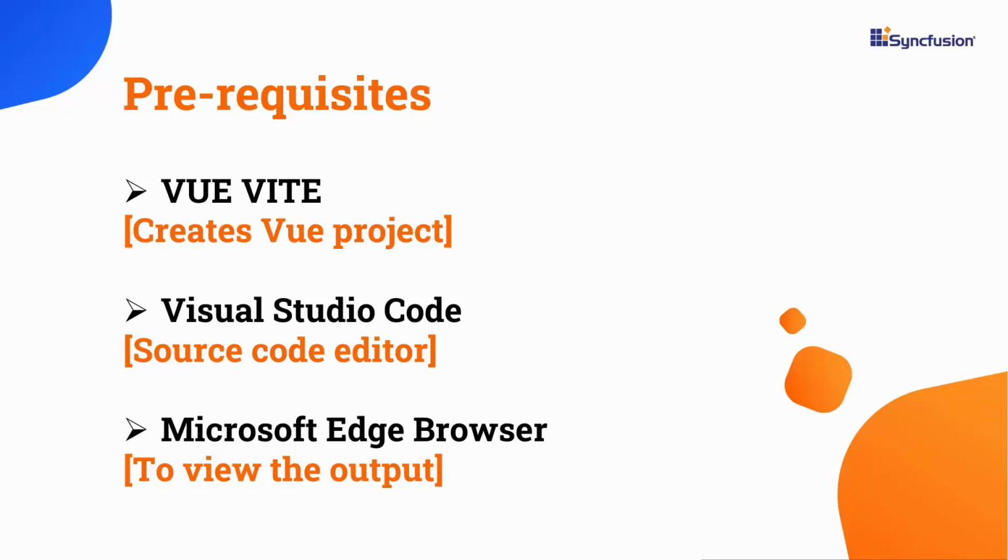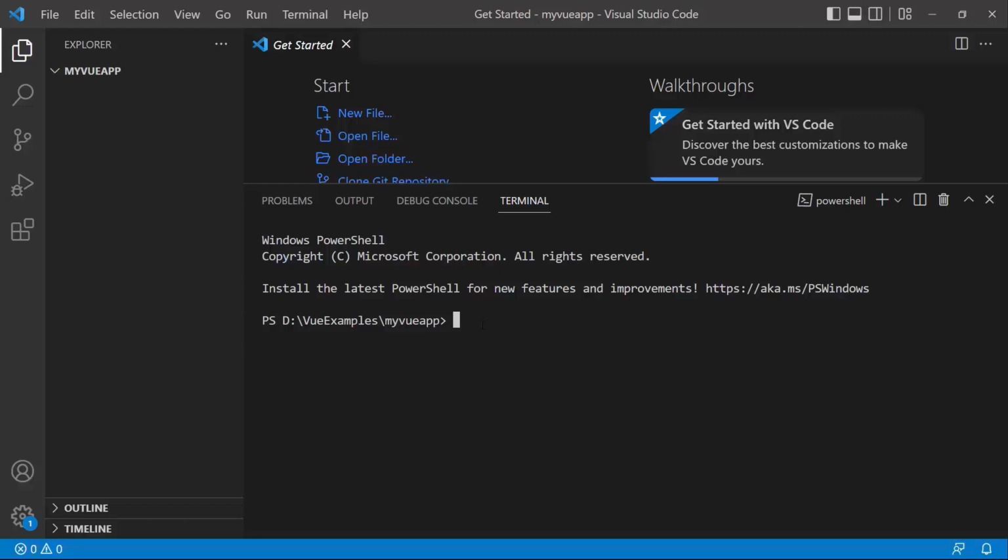I'm going to create a Vue application using the Vue v command. Make sure you have installed the latest version of Vue in Node.js. To create a project in Vue, I open Visual Studio Code and type the command npm create vue@latest. I provide the app name, my Vue app.